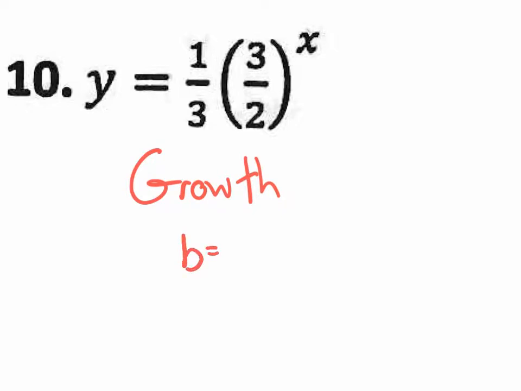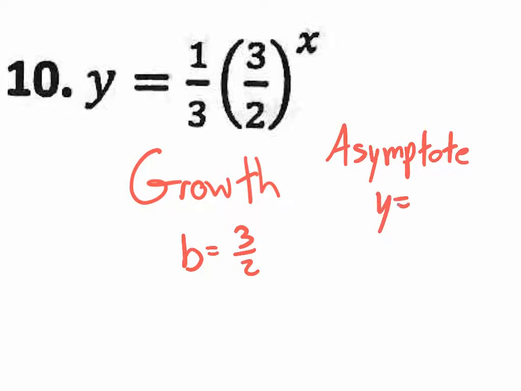The b value is 3/2 or 1.5. They do ask for the asymptote, which is our k value. What's our k value? Y equals 0. There is no k value, so you just put y equals 0 as your asymptote. So that's a pretty easy section. Just stating whether it's growth or decay by looking at your b.